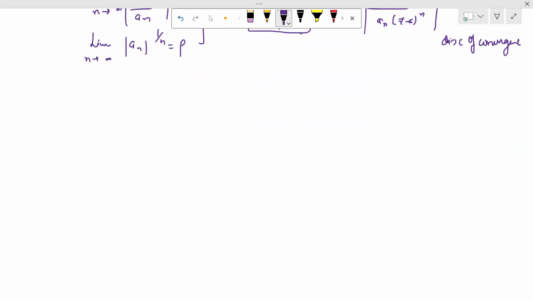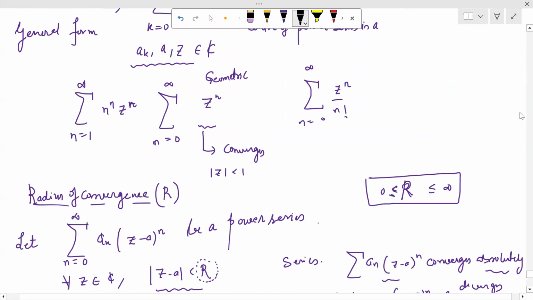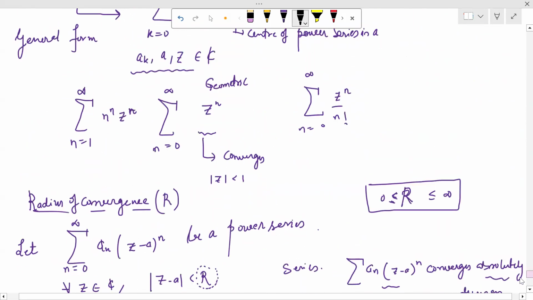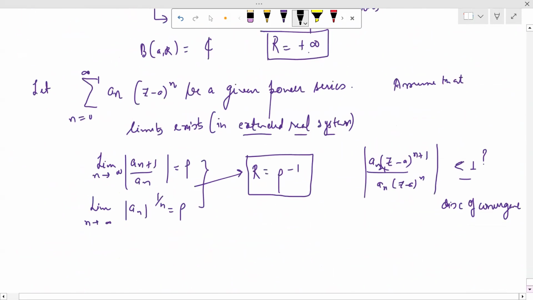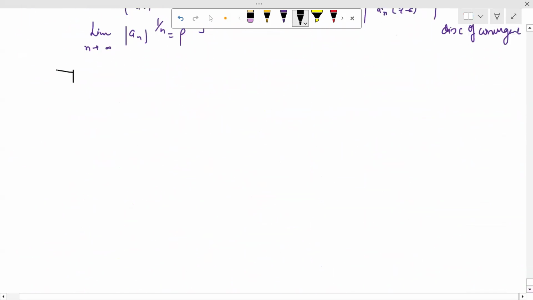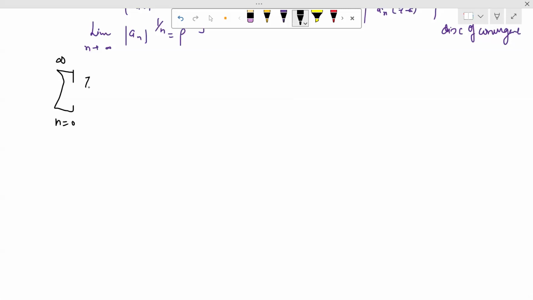Let us take one example that we already wrote, the example number third, I think. First, take the example number third. We have already written some examples here, so let us take example number third. Example number third was the summation n equals 0 to infinity of z raised to power n divided by n factorial. I think n factorial. Okay.